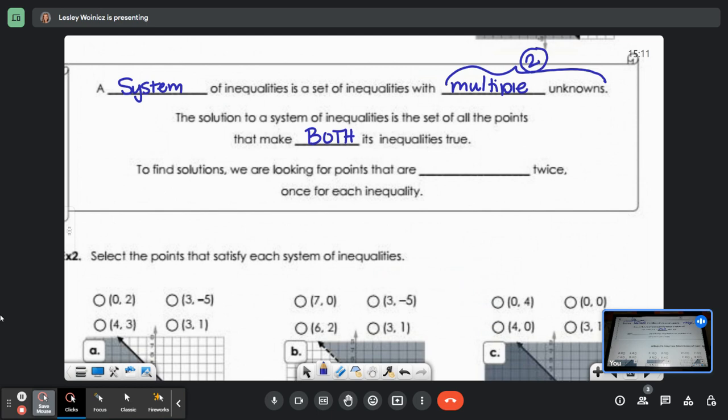To find solutions, we're looking for points that are shaded twice. So not only do they have to be shaded for one of our inequalities, but they have to be shaded true for both inequalities. All right, so let's look at this example down here.